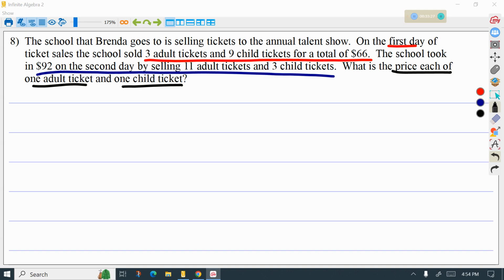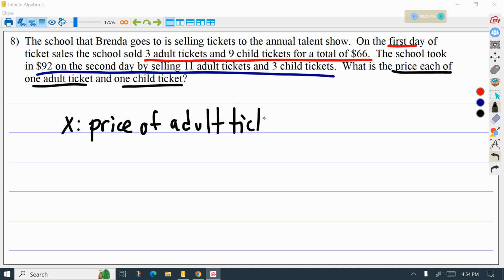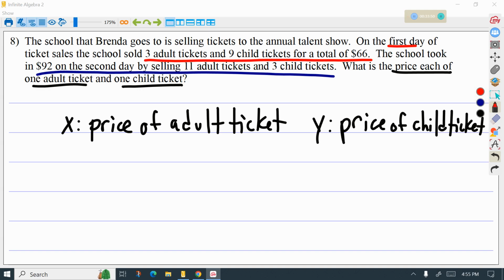That's our idea, okay? So what we need to understand here is that I'm going to make X the price of the adult ticket, okay? And then for Y, we'll make that the price of the child ticket. Okay, and that's kind of the whole point of variables, is that we use them to stand for anything, any amount. So in this case, we can use X and Y. We could use any other letter, but we've been so used to using X and Y, why would we change now, right?